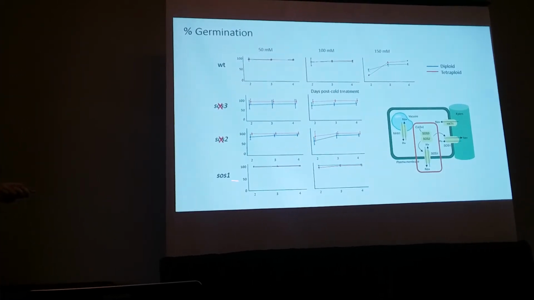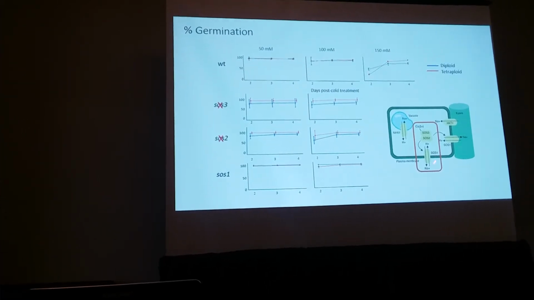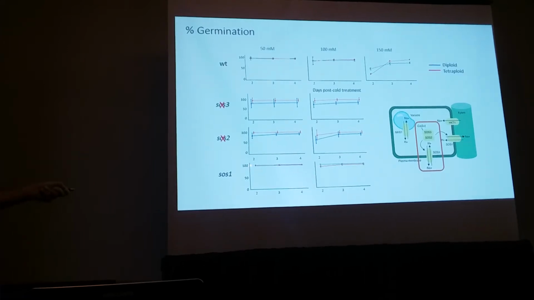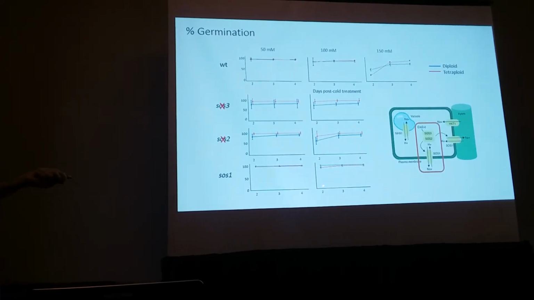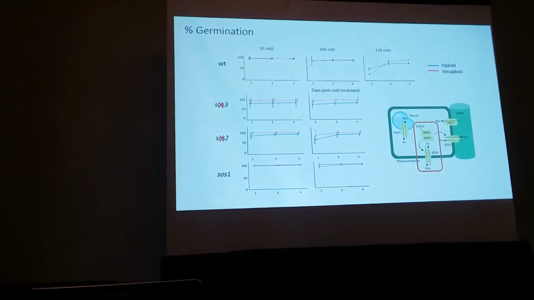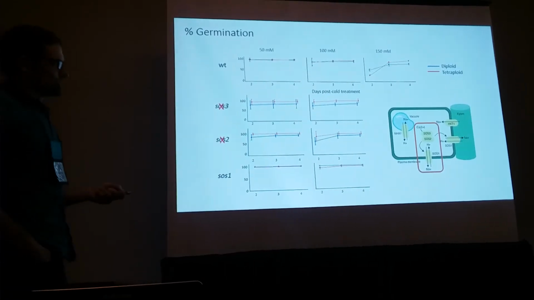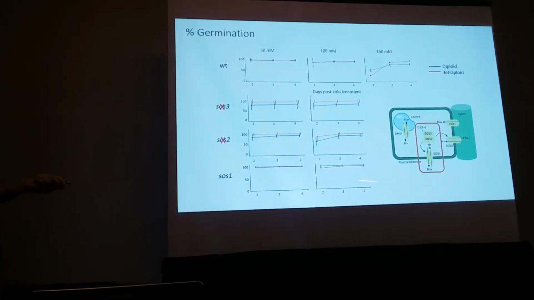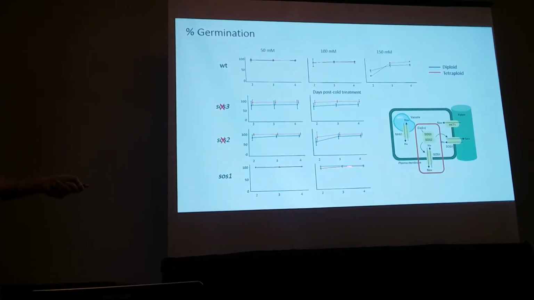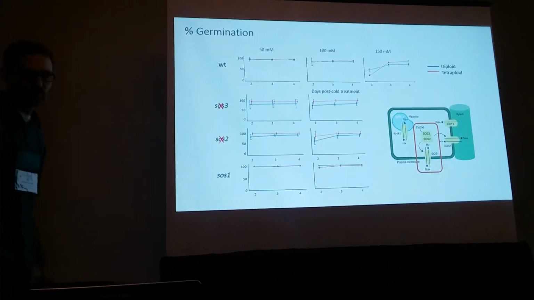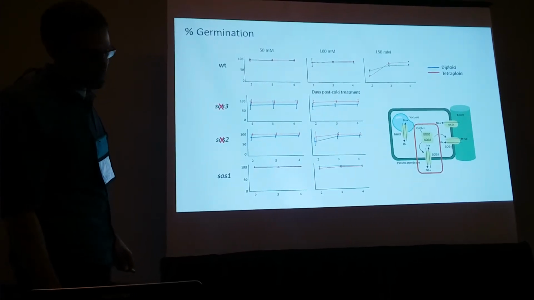Somewhat surprisingly, for SOS1, the transporter, the mutants all showed 100% germination efficiency under the two salt conditions that we measured. So this assay is inconclusive. Essentially, we need to test these at a higher salt concentration to determine whether or not the polyploid was doing better than the diploid.